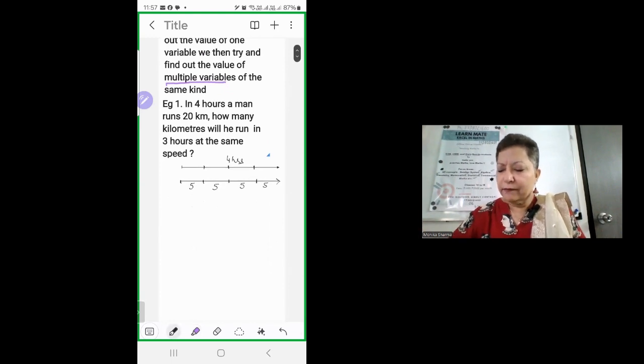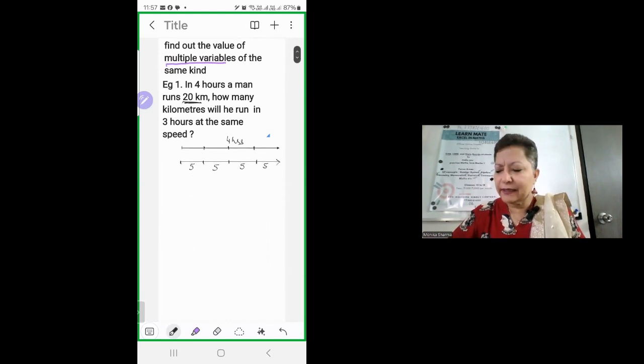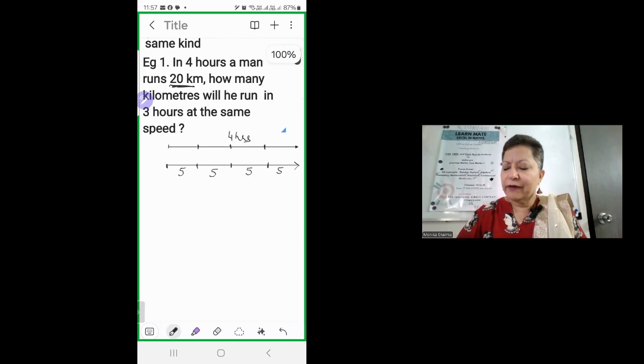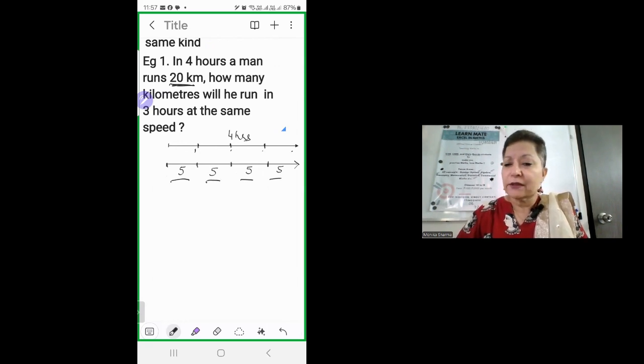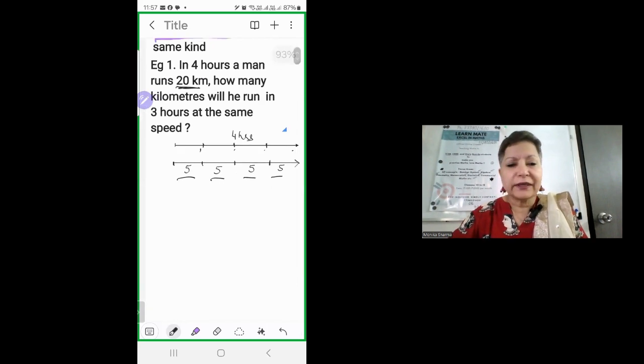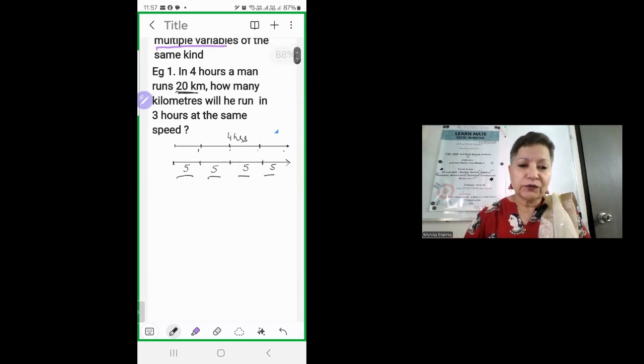Now, suppose in 4 hours, a man runs 20 kilometers. Now, he's running 20 kilometers in 4 hours. And as the line diagram also suggests to you, I've divided this line into 4 hours: one, 2, 3, and 4. In each one of them, he is running 5 kilometers, 5 kilometers, 5 kilometers, and 5 kilometers. So that's a total of 20 kilometers. So you can see actually, practically also, that the man is running 5 kilometers an hour. But mathematically, how do we do it?